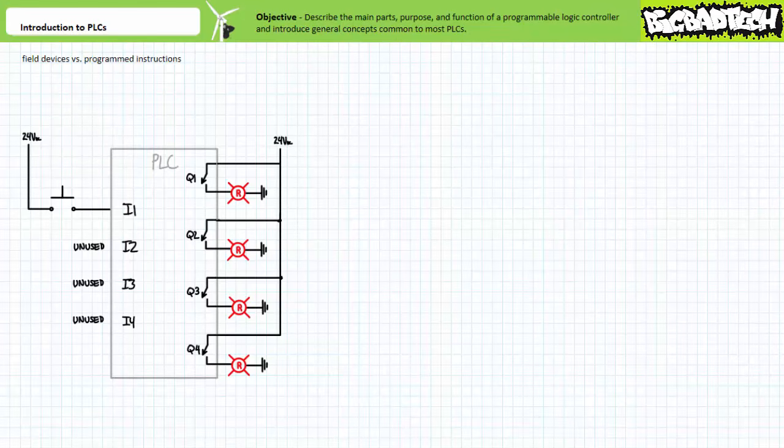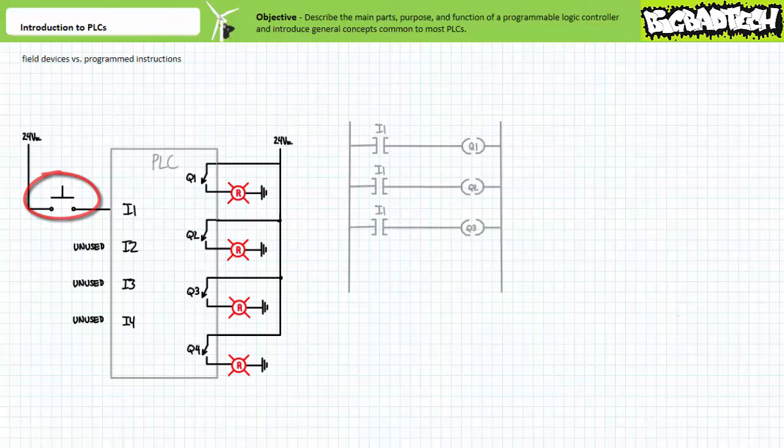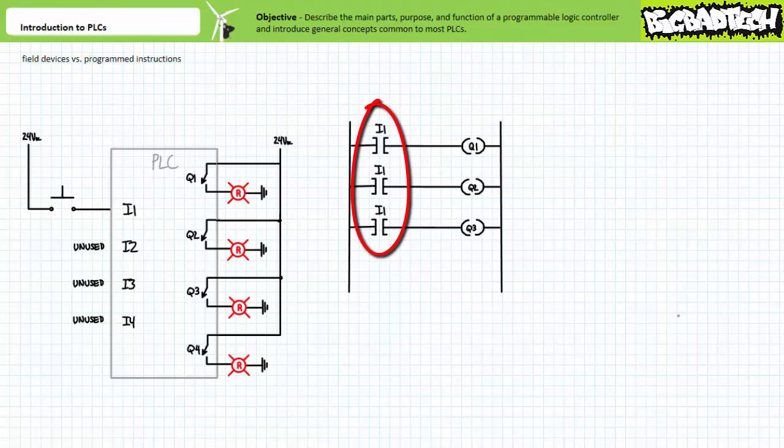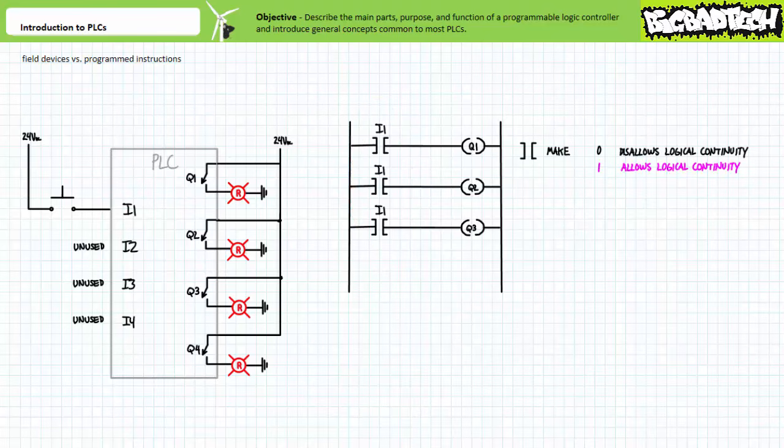Consider a 4-input, 4-output PLC with a normally open field input device on input 1. However, this is logically instantiated 3 times using a make instruction controlling 3 separate outputs. The make instruction disallows logical continuity anytime the field input device sends a logical 0 to input 1, and allows logical continuity anytime the field input device sends a logical 1 to input 1.